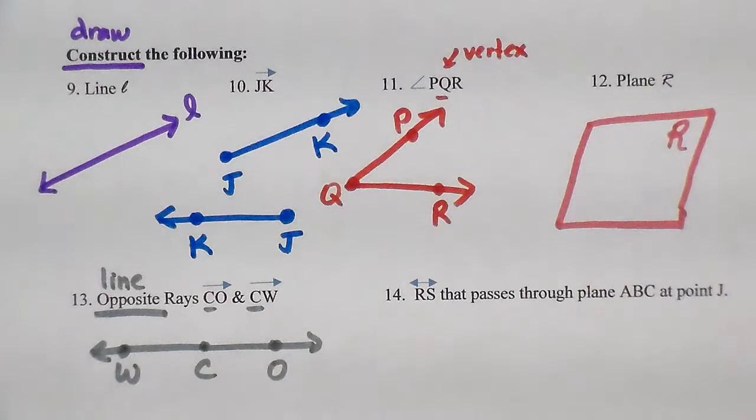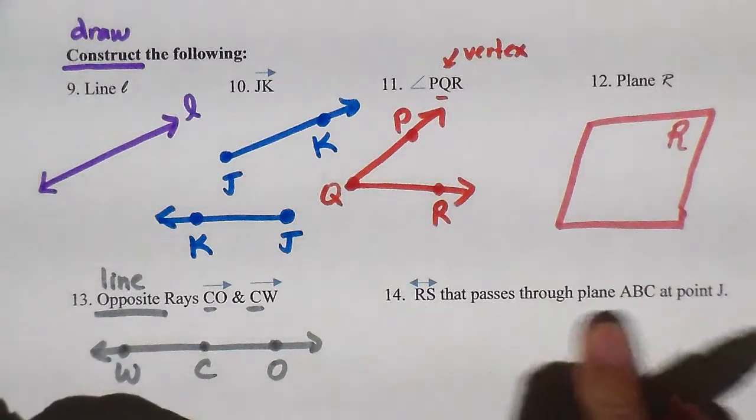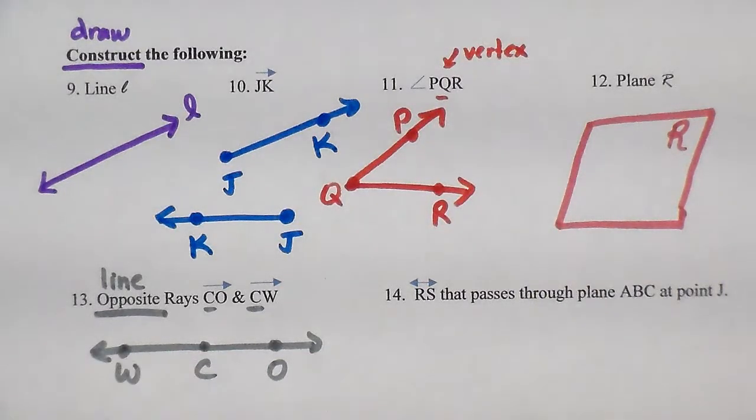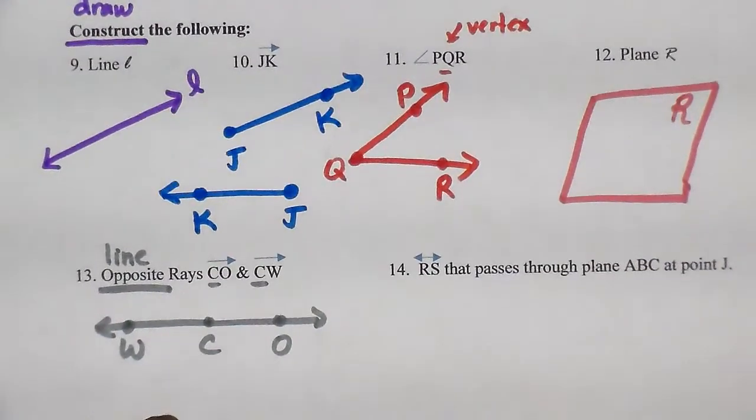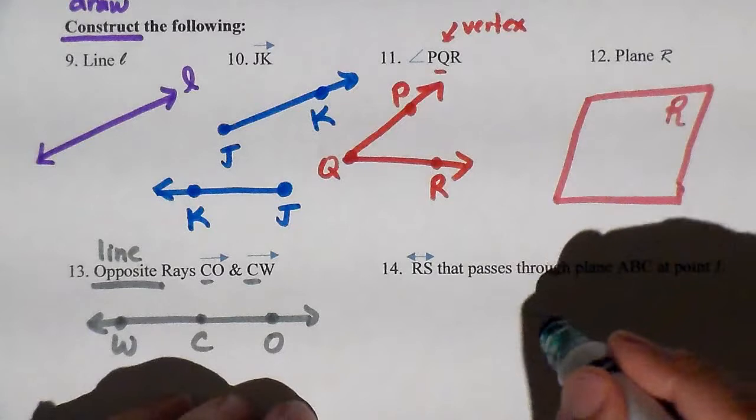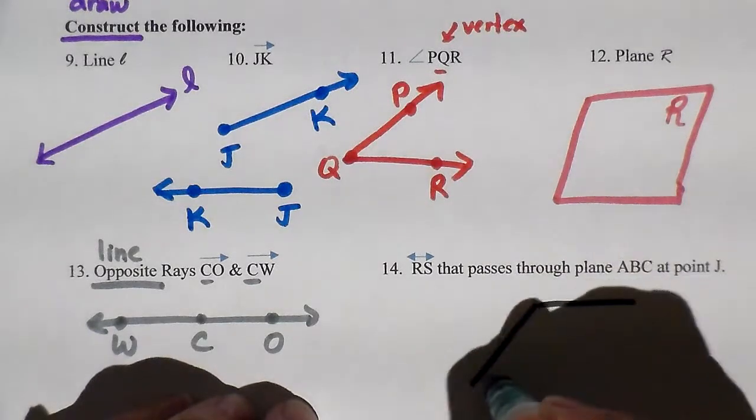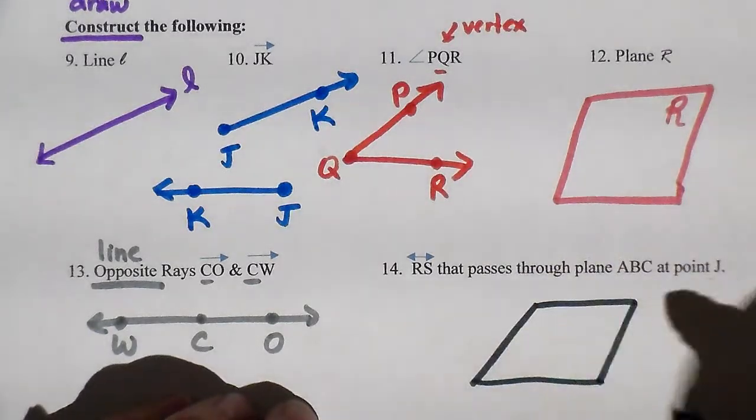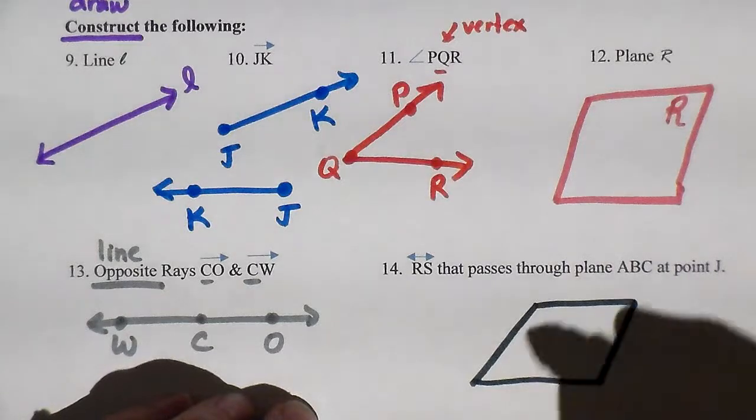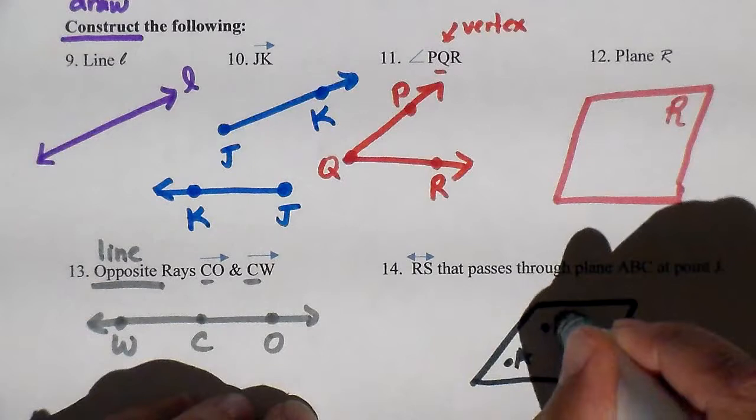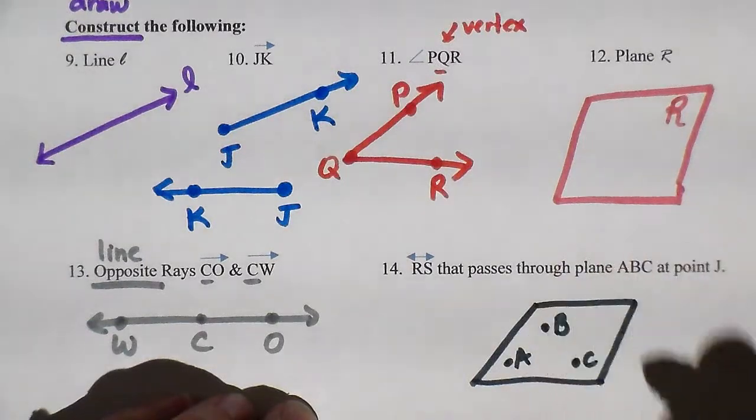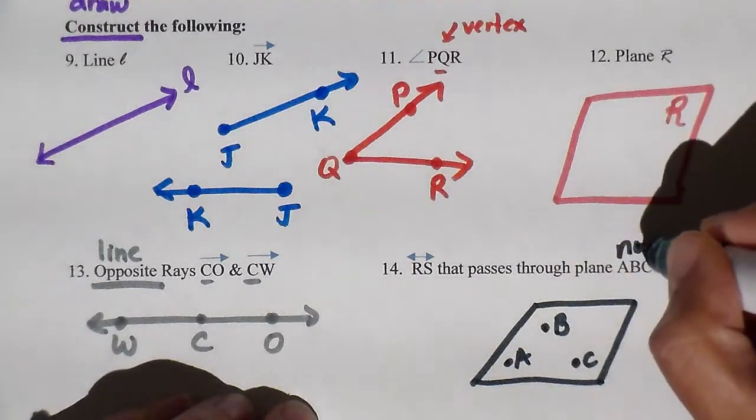Okay. So let's look at the last one. Oh, I'm running out of colors. Dang. So line RS that passes through plane ABC. Now some of you are very creative artists. I got some very interesting pictures on the quiz. So I'm going to draw my plane. And it doesn't have to be perfect, okay? And it's plane ABC. So that means somewhere on this plane, I need three non-collinear points.